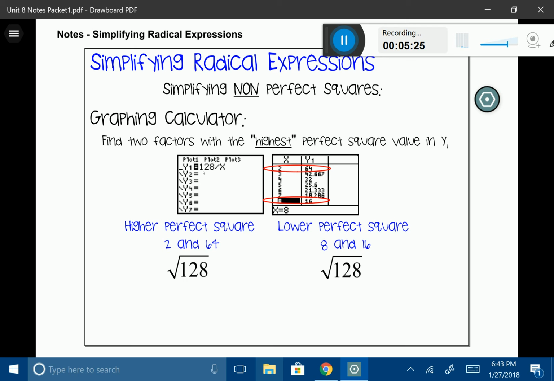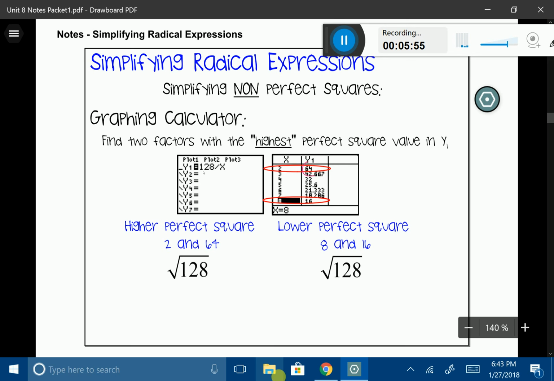Then you're going to go to your table of values, which is second graph, and you're going to have an x and a y column, just as I do here. That x and y column, well, those contain your factors. So you can see that I have all the factors of 128. Some of them are nice numbers and some of them are not. The point I want to show you here is you're always in search of the largest perfect square value. So you can see that I have two circles here. I have 2 and 64, and I have 8 and 16.